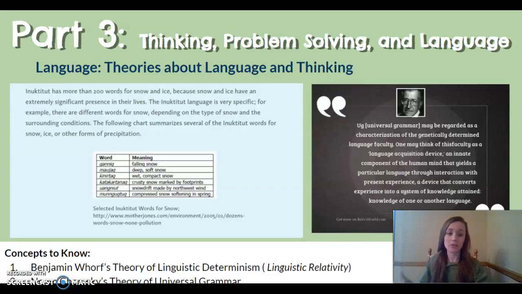Next would be theories of language and how language impacts our thinking. Benjamin Whorf's theory of linguistic determinism basically states that language shapes the way that we think, and our words influence the way we think about the world. Noam Chomsky's theory of universal grammar is that we as humans have this innate ability to have language, it's something we're born with and unique to us as humans, and that grammar is something that is innate within us.